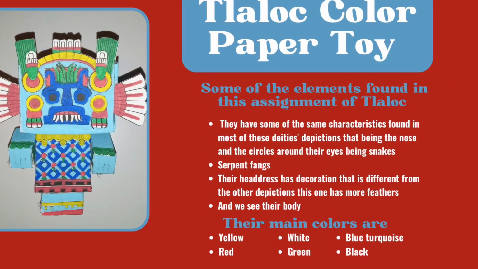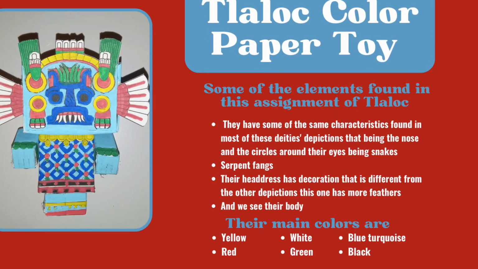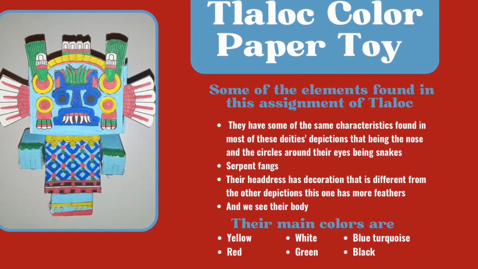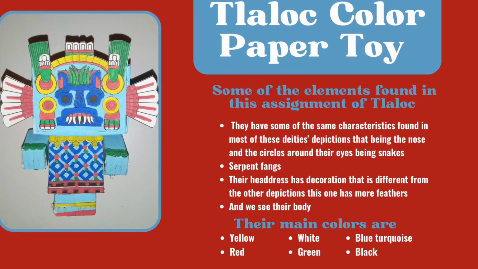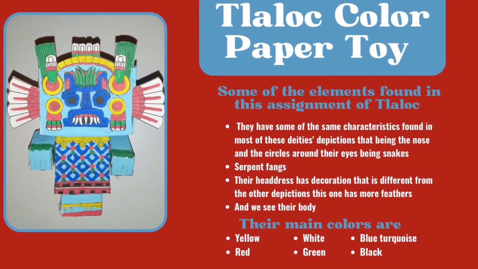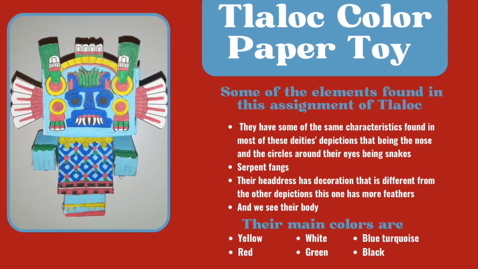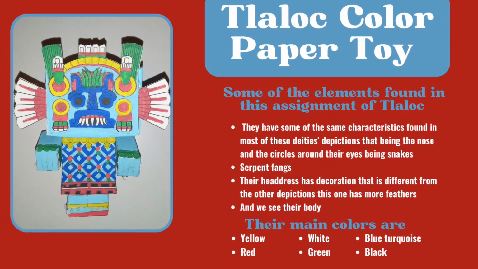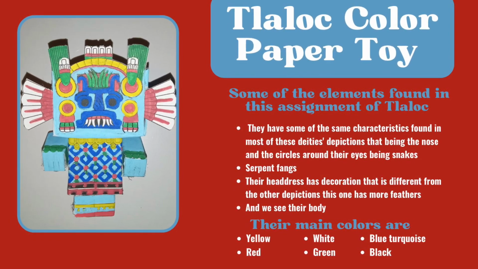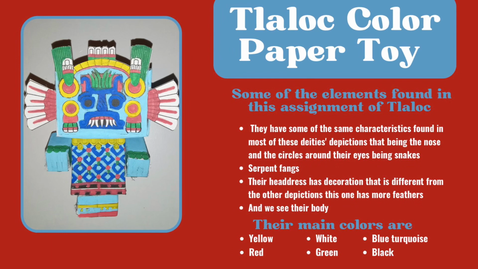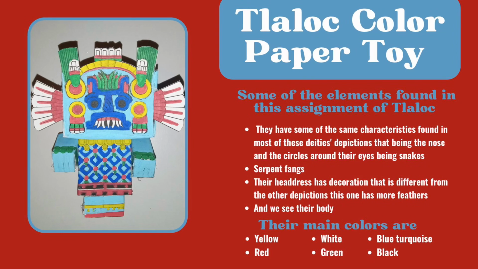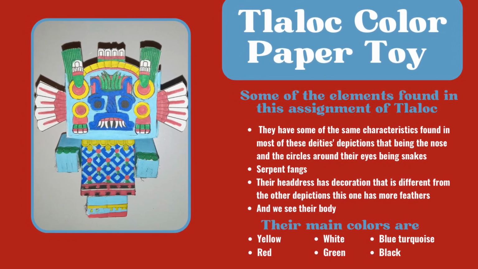The second art assignment was the Tlaloc colored paper toy. And we see some of the same elements that were found in the vessel: the serpent fangs, the goggle eyes, and snake nose. But this one has a lot more feathering in its headdress, and we can actually see green beads on its wrists. You can see his clothes as well, and we see the same colors: that very rich blue turquoise, yellow, white, reds, greens, and blacks.